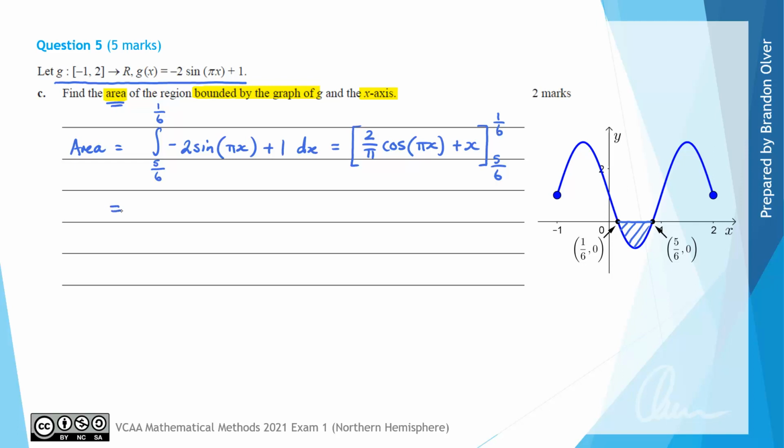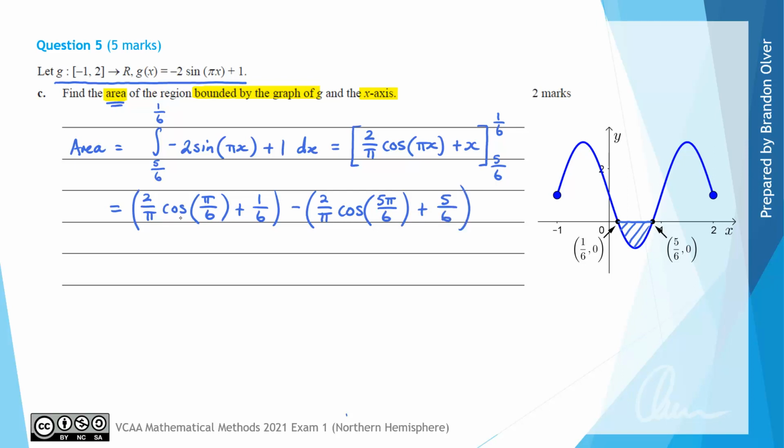To evaluate that, we now substitute in the upper terminal and then subtract away the lower terminal substituted in. So we're going to have 2 on pi times cos of pi times 1 on 6, which is pi on 6. And then it's plus x, which is plus 1 on 6. And then we subtract away the antiderivative with 5 on 6 substituted in. So that's going to be 2 on pi times cos of pi times 5 on 6, which is 5 pi on 6, plus 5 on 6.